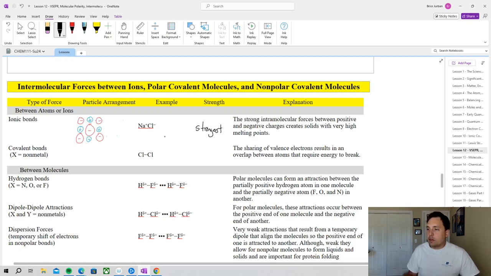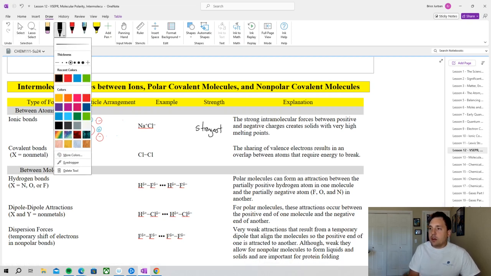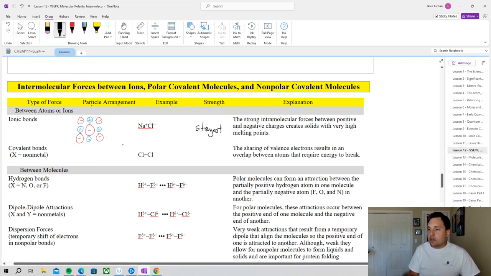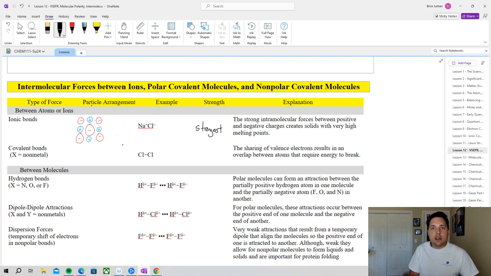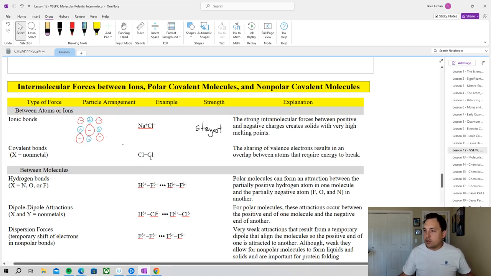All right, so then if we have a covalent bond instead, something like chlorine to chlorine, we're really not going to get too much separation of charge. So instead of chlorine to chlorine, I want to do hydrogen chloride.